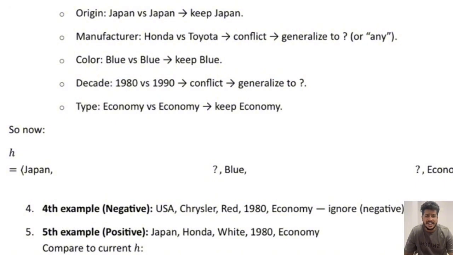Then decade 1980 versus 1990, conflict, generalize. Then here you can get Japan, the blank, blue, then economic. Then the fourth example: negative, USA, Chrysler, red, 1980, economic. Ignore the negative value as mentioned earlier. Then the fifth, as you can see, is positive: Japan, Honda, white, 1980. Again the same, we proceed ahead. Then we got the same.